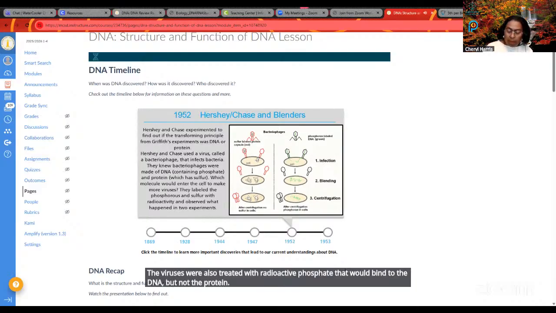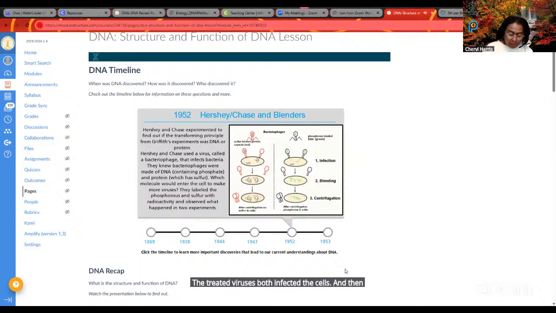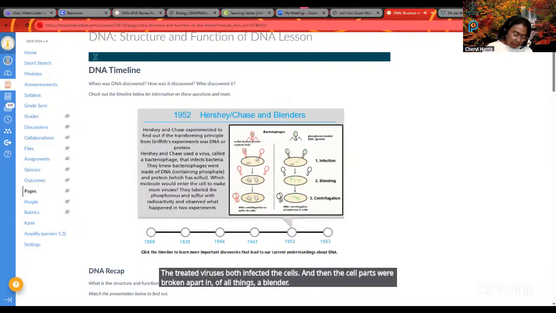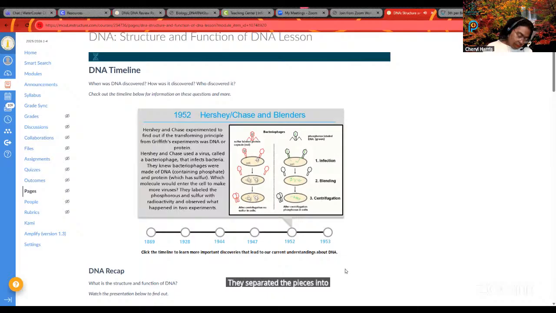The treated viruses both infected the cells, and then the cell parts were broken apart in, of all things, a blender. They separated the pieces into groups and determined that the DNA with phosphate was the material that was being injected into cells, and not the sulfur-containing protein. Radioactive sulfur was found on the surface of bacterial cells, and radioactive phosphate was found inside the bacterial cells. The conclusion here was that only the genetic material, DNA, entered the cells and caused transformations. Okay, so the answer to your question is the infected DNA.